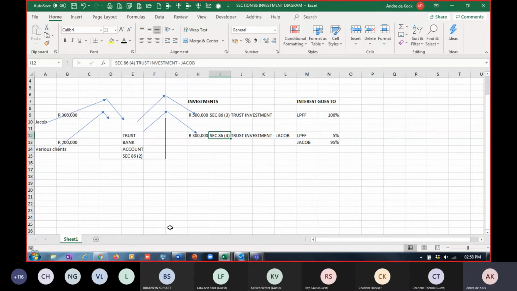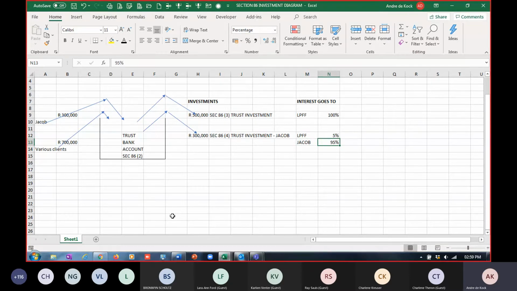The Cock Attorneys, section 86.4, trust investment, but now you also include Jacob's name in the name of the account. When you go to the bank, that's the name that you're going to open it up in. Again, the reason is to avoid fraud and also for identification that it is actually Jacob's money. Now, the interest that is earned on this 86.4: 5% of the interest goes to the LPFF, and Jacob gets 95%.